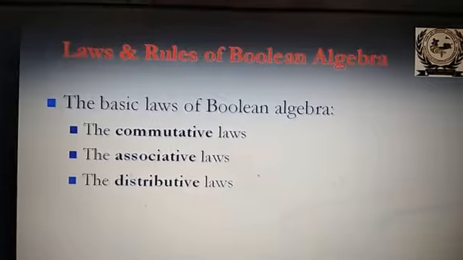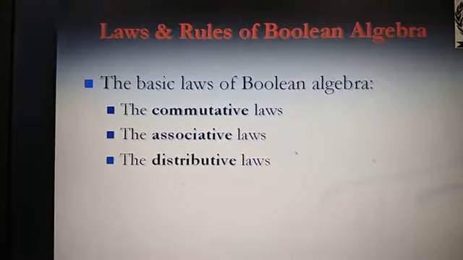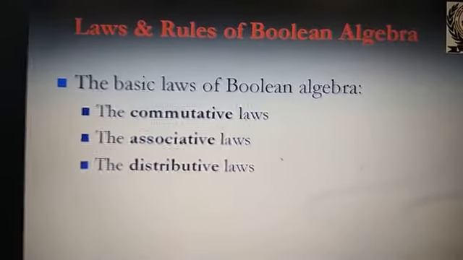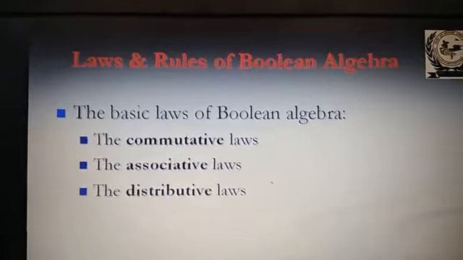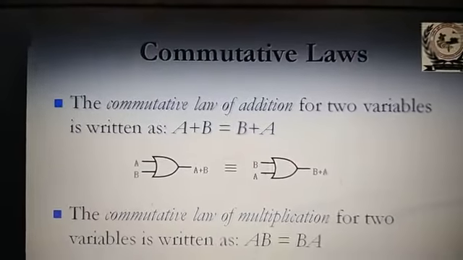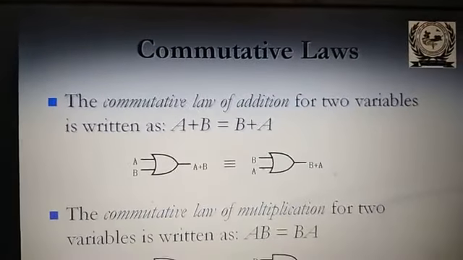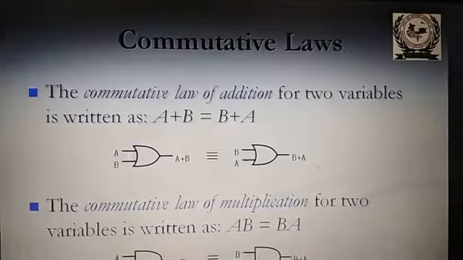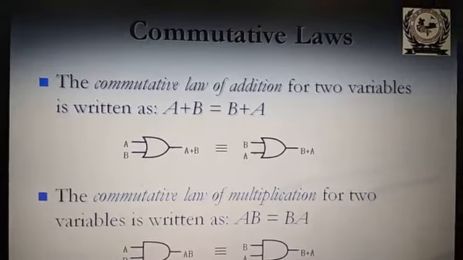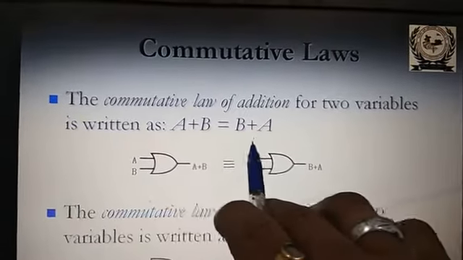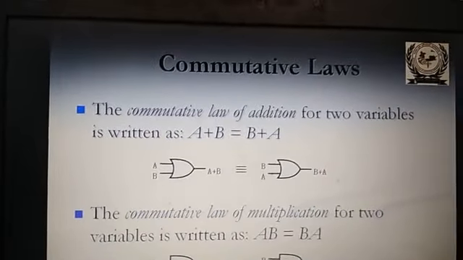Now, laws and rules of Boolean algebra. The basic laws of Boolean algebra are the commutative laws, the associative laws, and the distributive laws. These three laws are used in Boolean algebra. Let us see these laws. The first one is the commutative laws. The commutative law of addition for two variables is written as A plus B is equal to B plus A. You can interchange this. This is called the commutative law of addition.